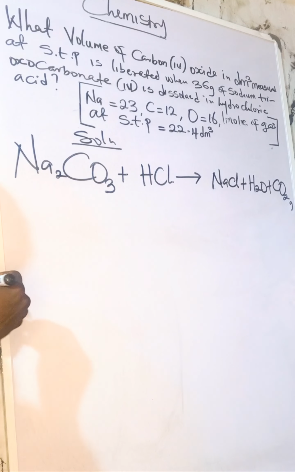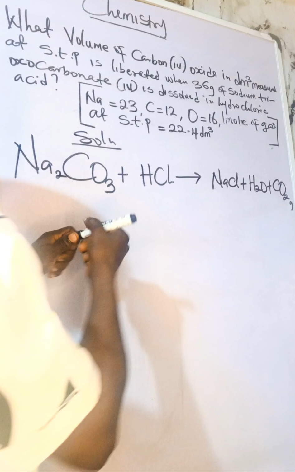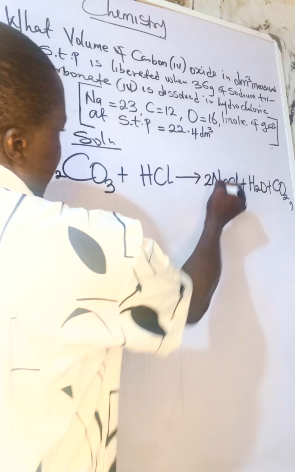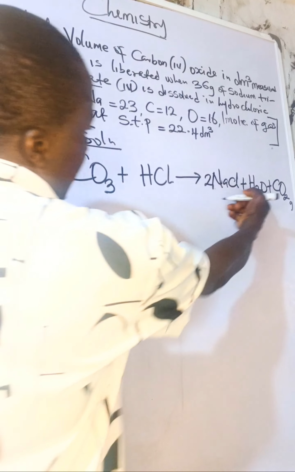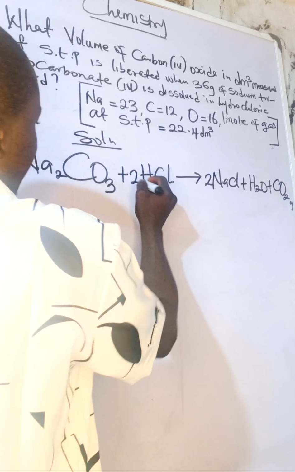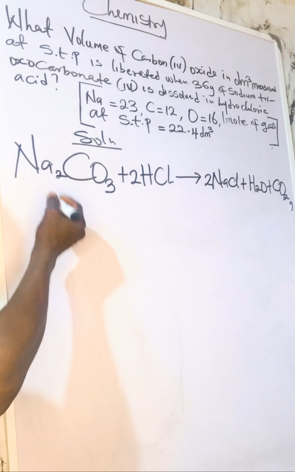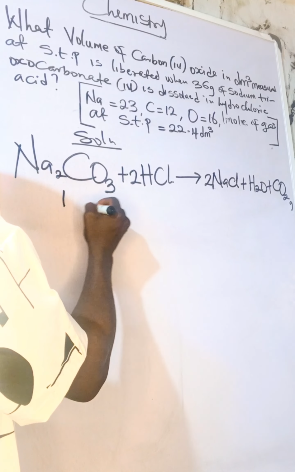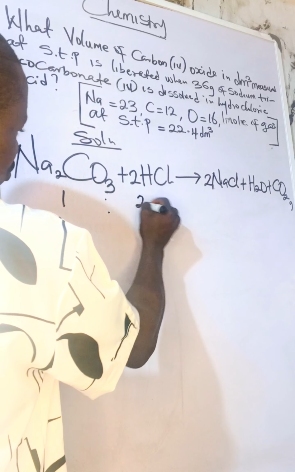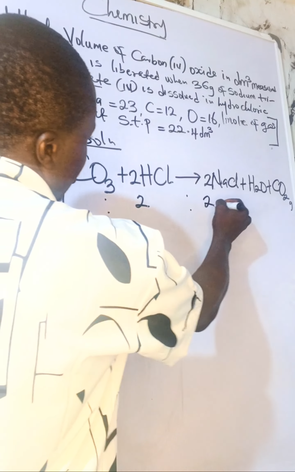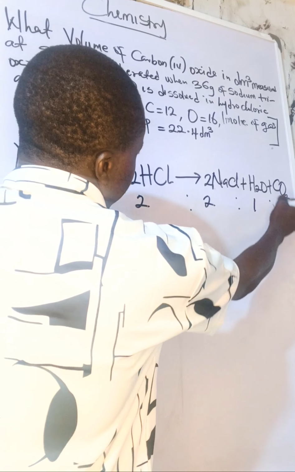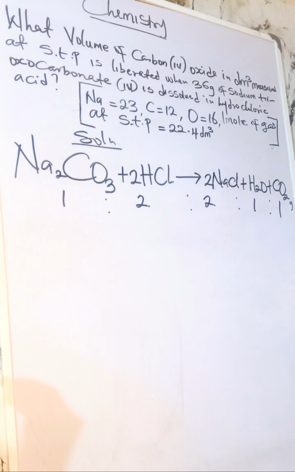Now to balance the equation, there are two sodium here. We need to put 2 here to balance it. Hydrogen is 1 here, but it's 2 here, so we put 2 at the back here. I think this equation is balanced. Now, the mole ratio here is 1 is to 2 is to 2 is to 1 is to 1. This is the mole ratio for the chemical reaction.